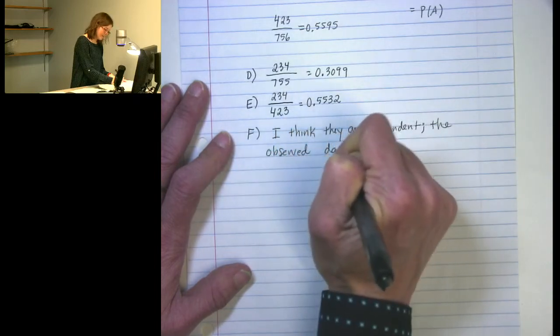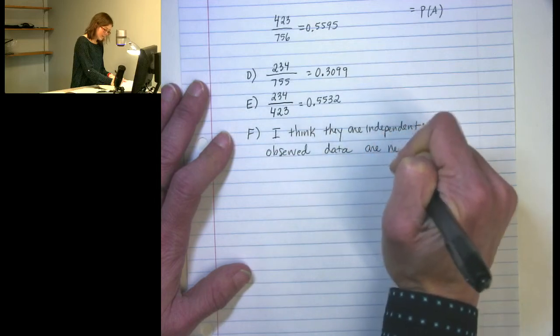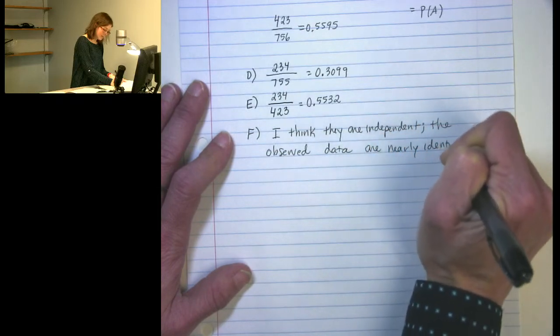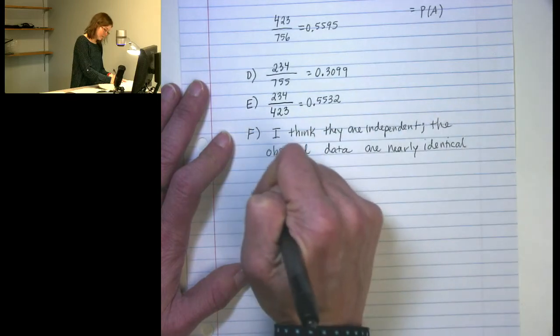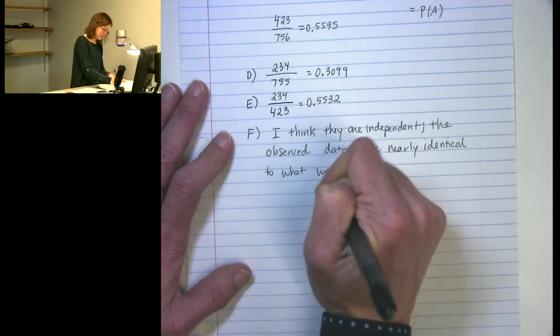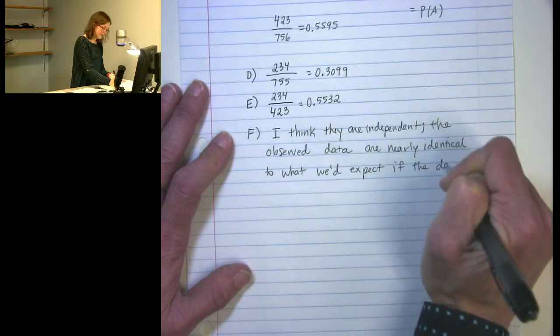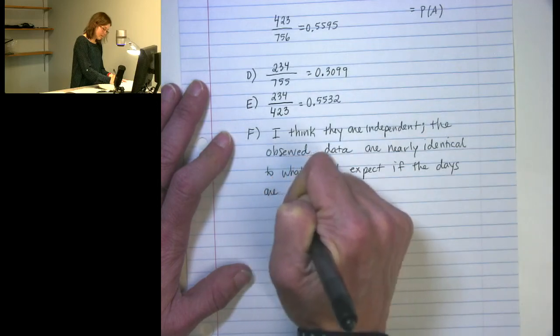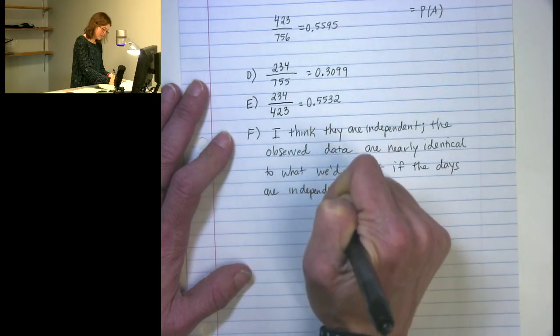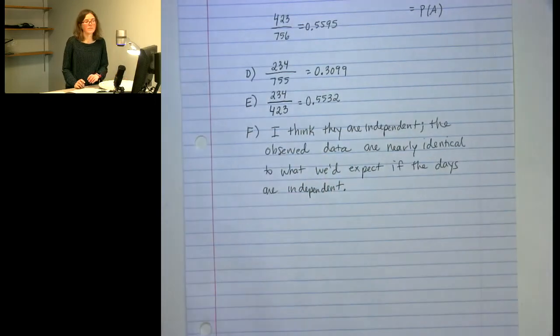The observed data are nearly identical to what we'd expect if the days are independent. Now that doesn't mean that the price of the stock market is independent from day to day. Obviously that's not going to be true, right? But whether it goes up or down in the next day is independent of whether it went up or down the day before.